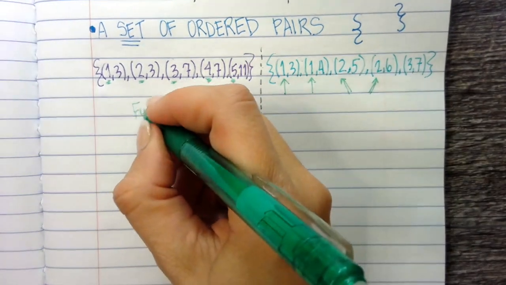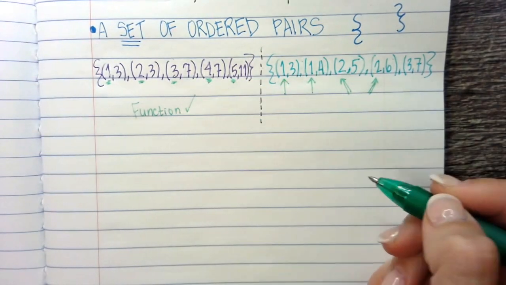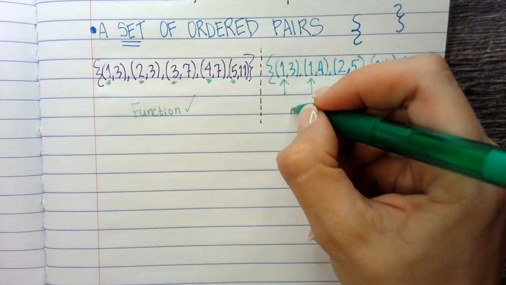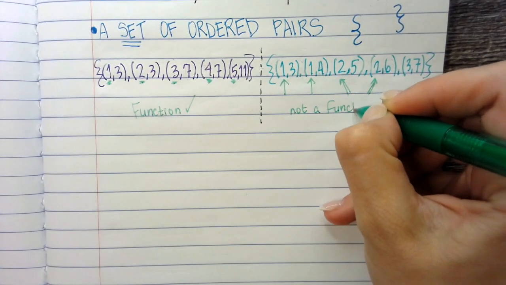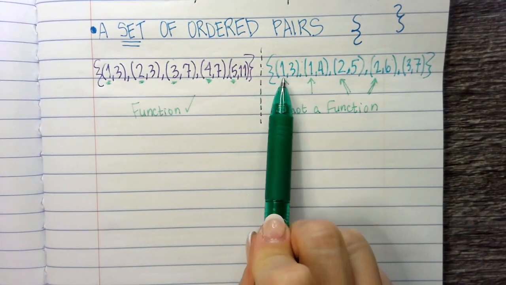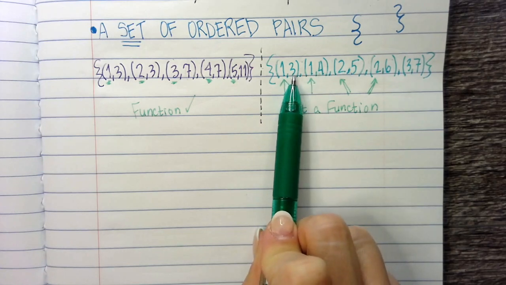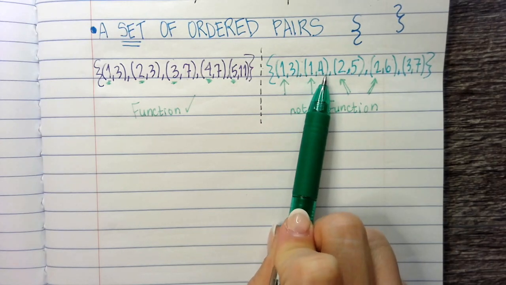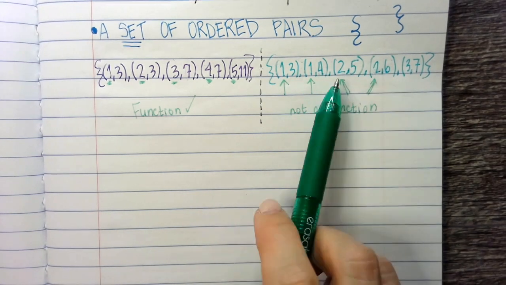This one is a function, so you may be asked to determine whether or not something is a function, and this one here is not a function. And if you were to write down why it's not a function, you would say an input of 1 corresponds to the output of 3 as well as the output of 4, which is not allowed. The input of 2 corresponds with the output of 5 and 6, which is not allowed.